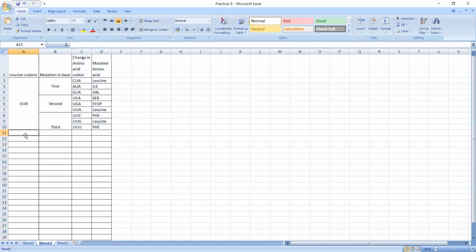Now what is the second codon of leucine? See, any amino acid can be asked in the exam, so you have to write the possible codons of it. You have to find the mutation in each codon. Is that clear? What is the second codon for leucine? The second codon for leucine is UUG.